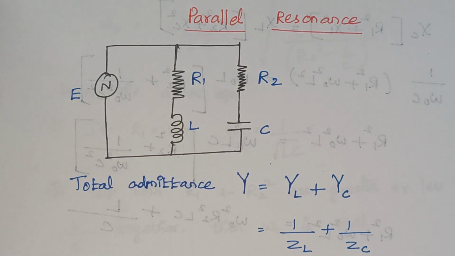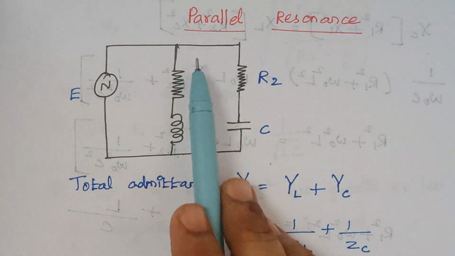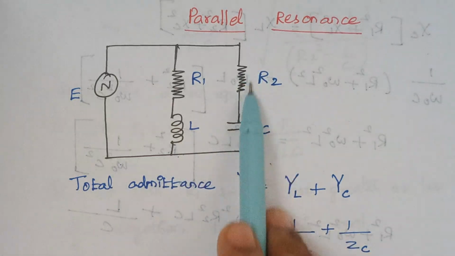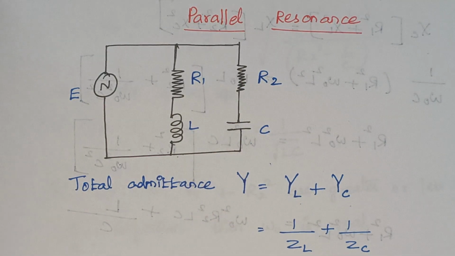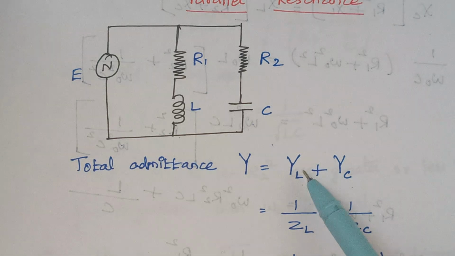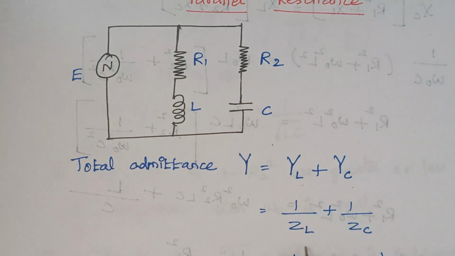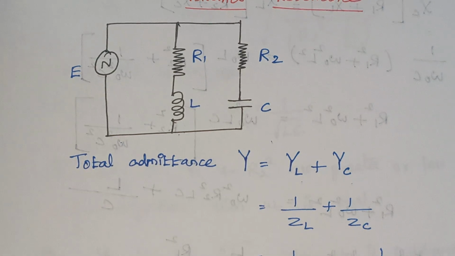So the first thing is we are calculating the admittance value. Therefore, the total admittance is given by admittance in this part plus admittance in this part. So it is denoted as YL and YC. Y is nothing but the reciprocal of Z. So it is replaced with 1 by ZL plus 1 by ZC.